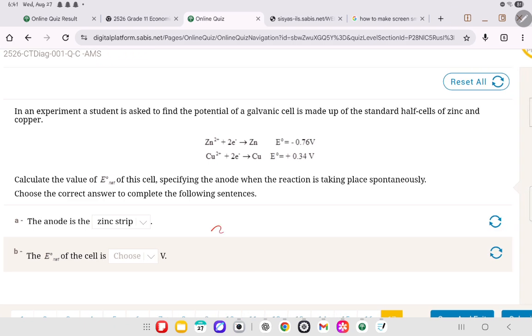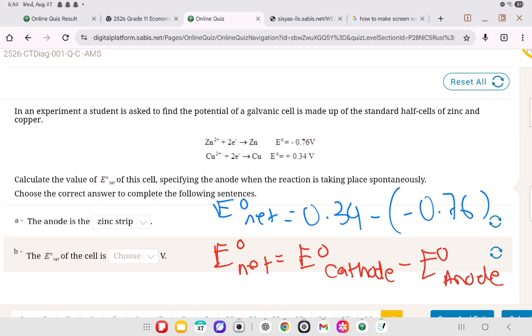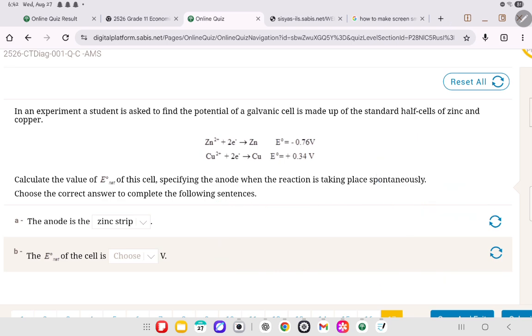The energy potential net of the cell is equal to the energy potential of the cathode minus the energy potential of the anode, right? So energy potential net is equal to energy potential of the cathode. What's energy potential of the cathode? It's 0.34 minus energy potential of the anode, which is minus 0.76, my bad. So it's going to be 0.34 minus 0.76, and you will get an answer of what? 1.10. So the energy potential net is plus 1.1 volts.